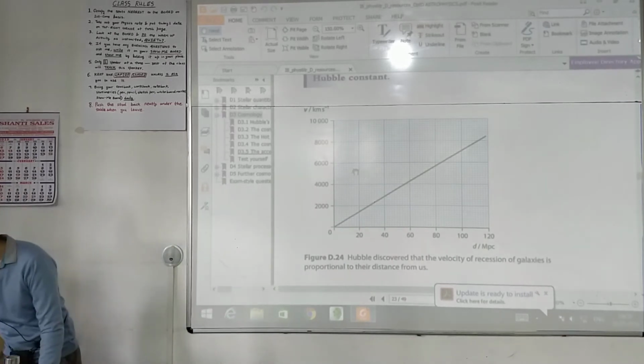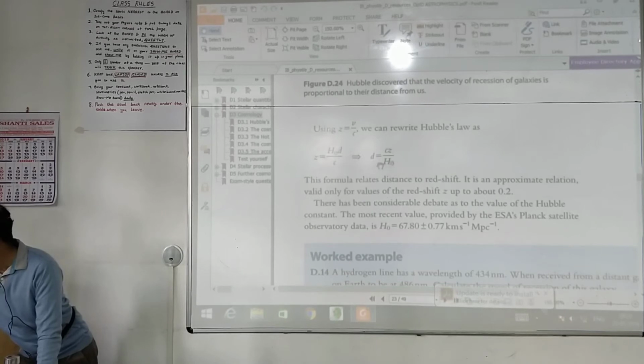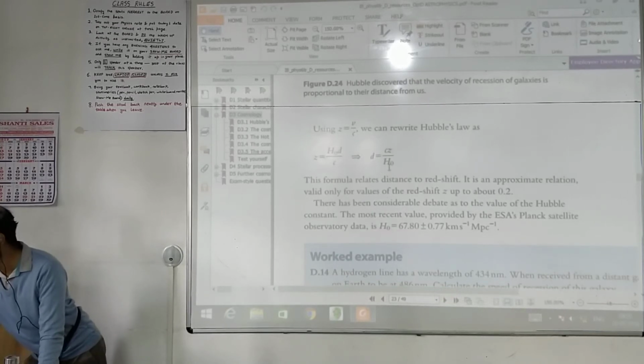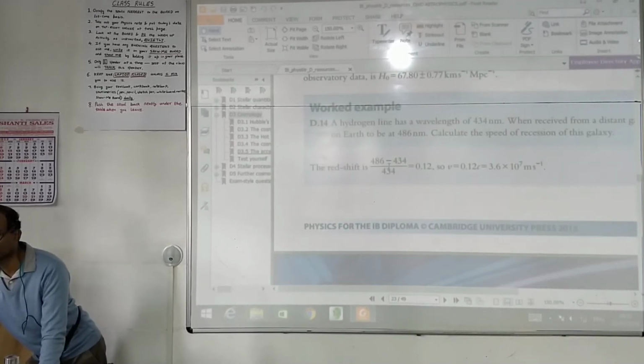Okay, so Hubble's law is clear. So this is how you get d equals cz by H naught. Is this clear? For examples, you can just try it out. It is simple only.